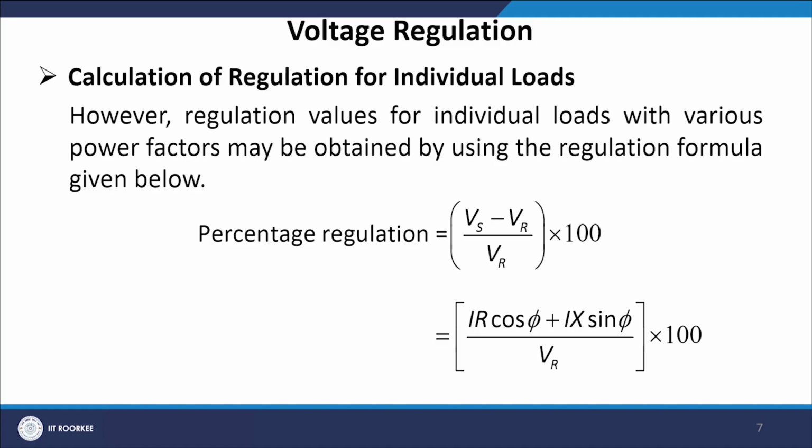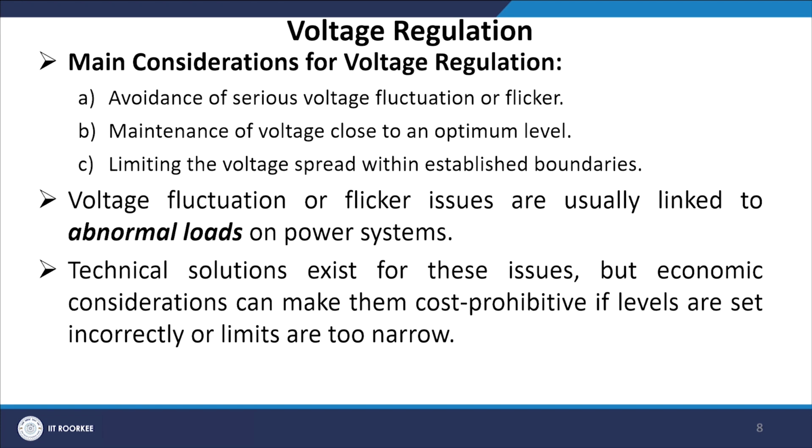Now, how do you calculate regulation for individual loads? Regulation values for individual loads with various power factors may be obtained by using the regulation formula: percentage regulation equals the difference between sending end voltage and receiving end voltage, divided by the receiving end voltage, multiplied by 100. Now, there is one open question to all of you. Please try to answer whether a minimum regulation or a maximum regulation is good for the distribution system. Think about it, we'll come back after some time.